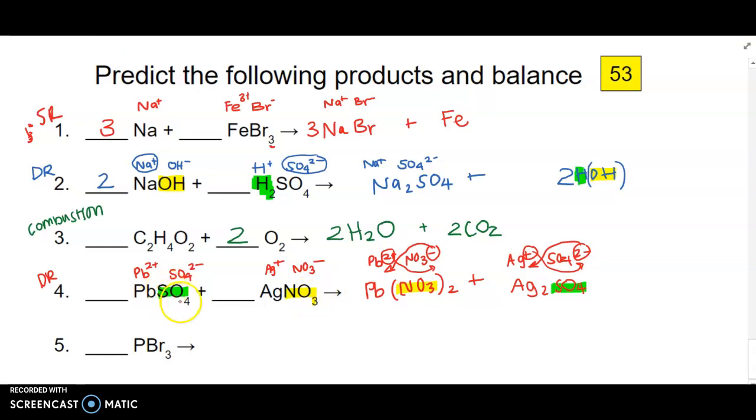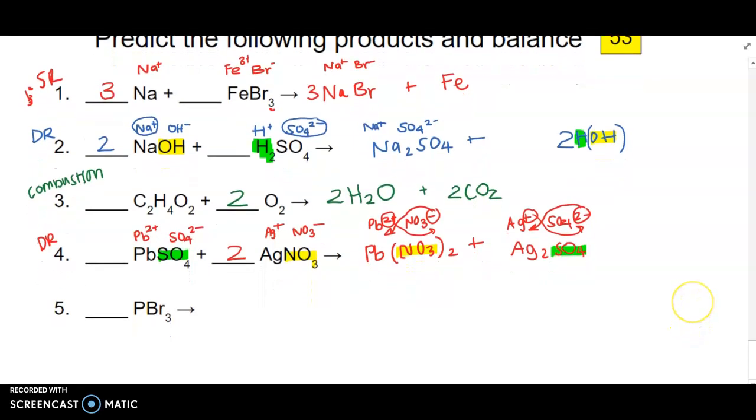So now SO4 on the left, there's 1 SO4 group. On the right, there is 1 SO4 group. On the left, I've got 1 Ag. On the right, I've got 2. So I'm going to place a 2 in front here. That means I have 2 NO3 groups on the left, and on the right-hand side, I have NO3 in parentheses with the 2, which means I have 2 NO3 groups on the right.